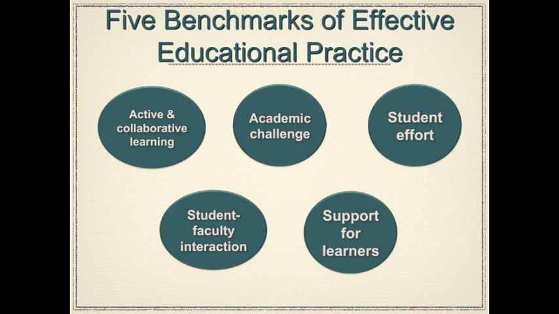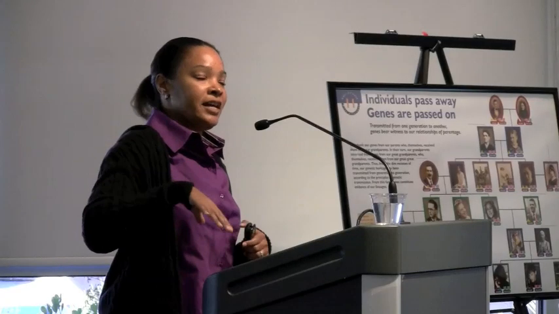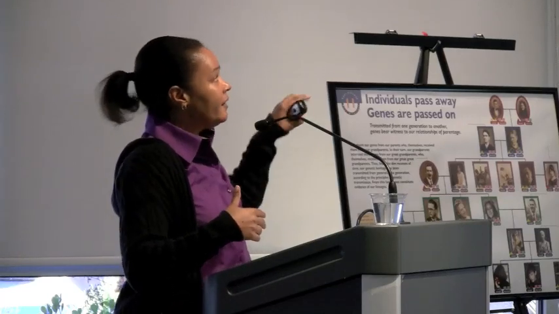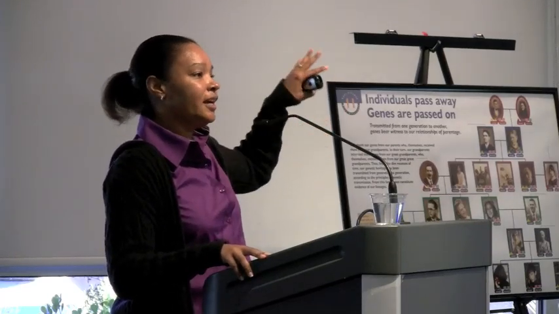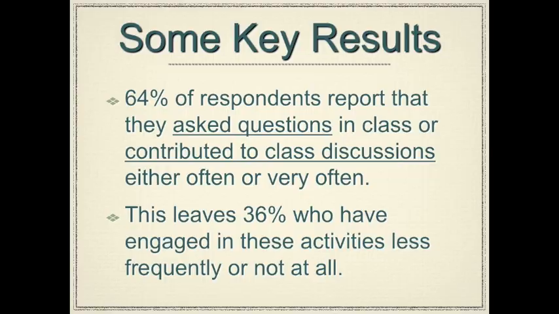So, these are the 5 benchmarks of effective educational practice. These are the benchmarks that the survey covers. Active and collaborative learning, and that's the one I want to talk about today. But they also survey on academic challenge, student effort, student-faculty interaction, and support for learners. So these are all the areas that if you were to participate in the survey, they would be asking questions of your students to see how well you rank in these areas. So let's talk about active and collaborative learning.